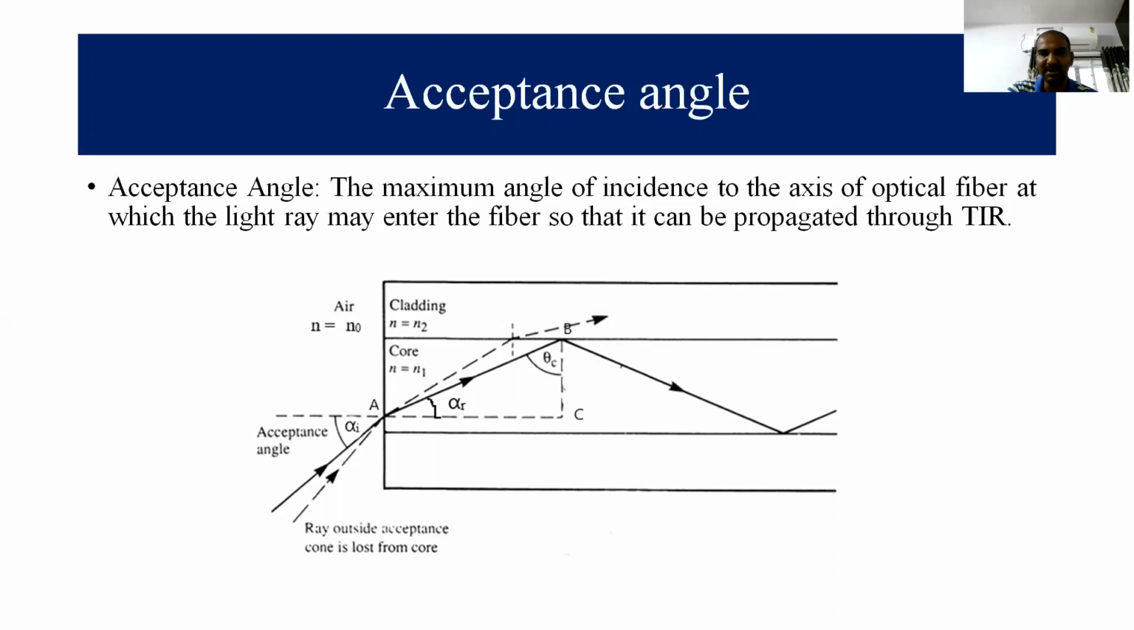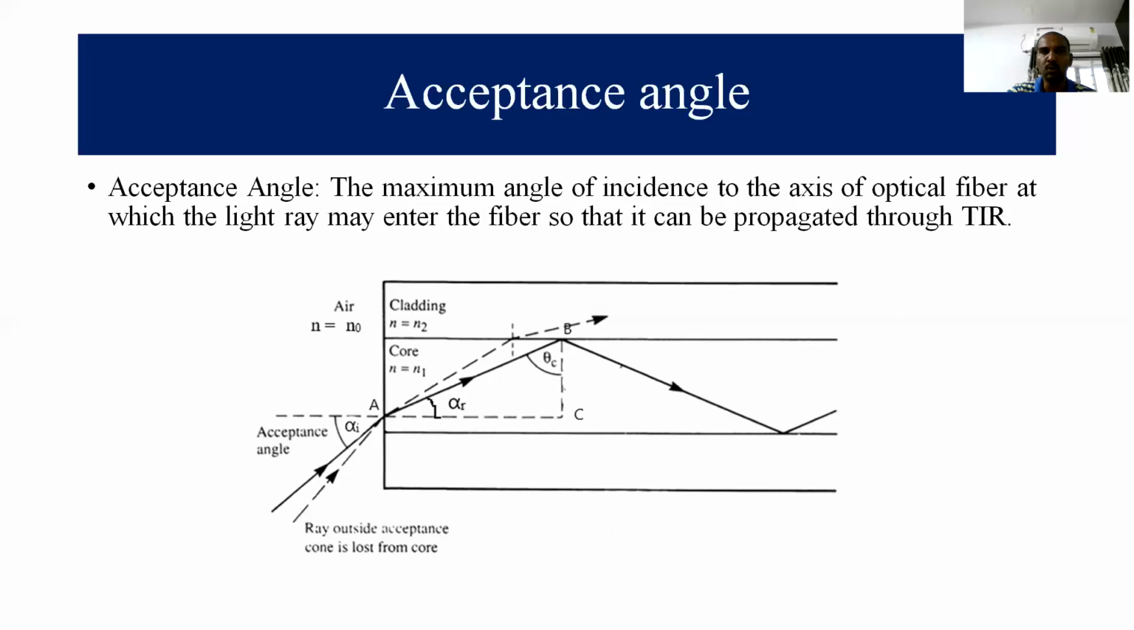Simply, acceptance angle can be defined as the maximum angle of incidence at the core region of the optical fiber. As a result, the light ray may enter the optical fiber and it will undergo total internal reflection. If such an angle of incidence is capable of satisfying the condition of total internal reflection, simply that maximum angle of incidence will be called the acceptance angle. So the exact way of defining acceptance angle is the maximum angle of incidence to the axis of optical fiber at which the light ray may enter the optical fiber so that it can be propagated through total internal reflection.